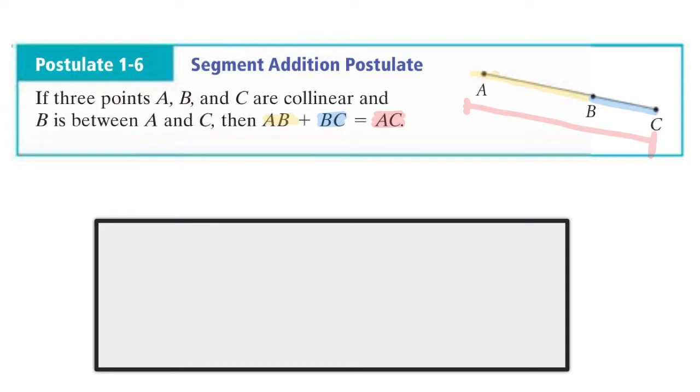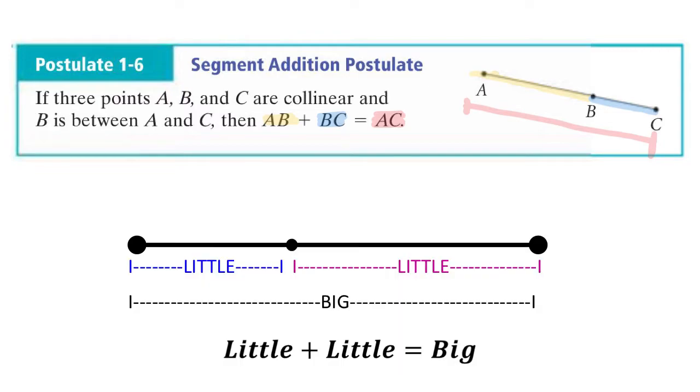A way of thinking of this is that we have little plus little equals big, because the first little segment plus the second little segment combine to make the length of the full segment, or the big segment, which we can refer to with our formula as little plus little equals big.